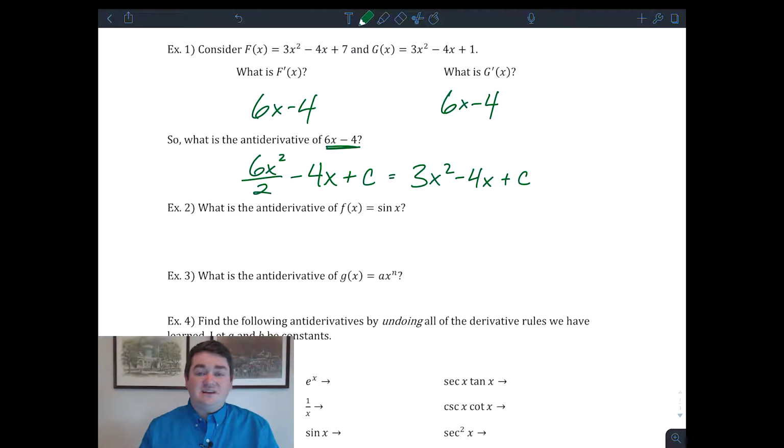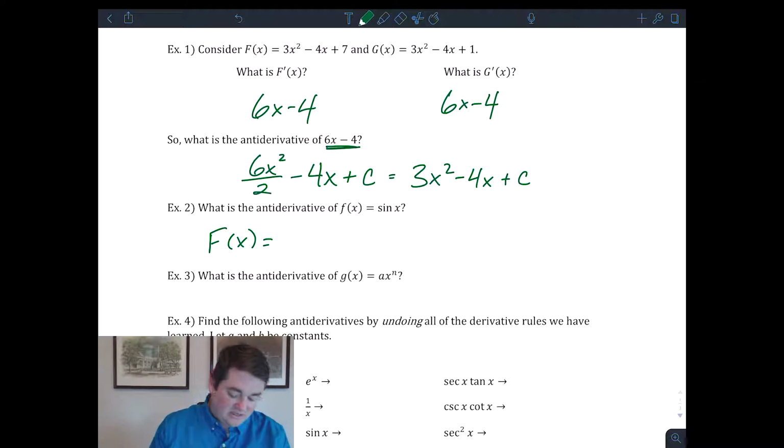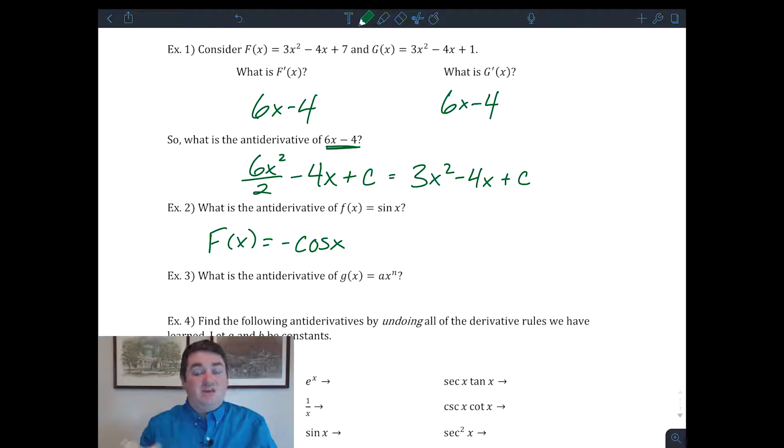Example 2, what's the antiderivative of f of x equals sine x? Generally speaking, if we use prime to denote a derivative, we use capital letters to denote an antiderivative. So capital F of x, well, the derivative of what is sine x? That's going to be negative cosine x. So the antiderivative is negative cosine x. But I can't stop there. What do I have to remember? Plus c, because there could have been a constant that was eliminated when we took this derivative.